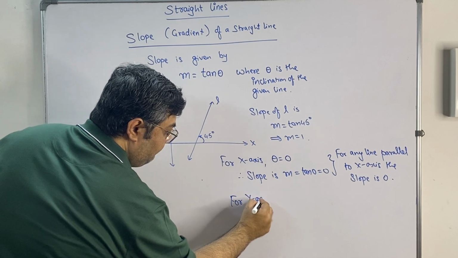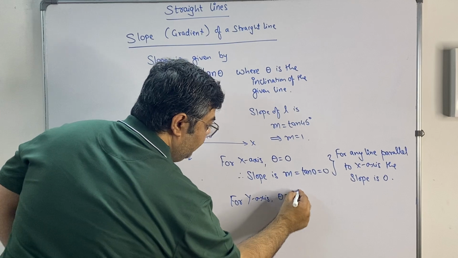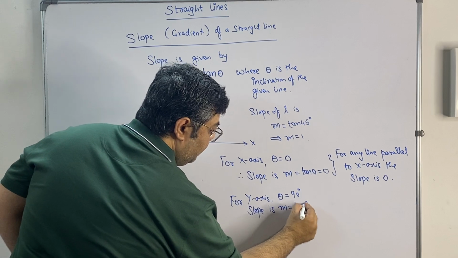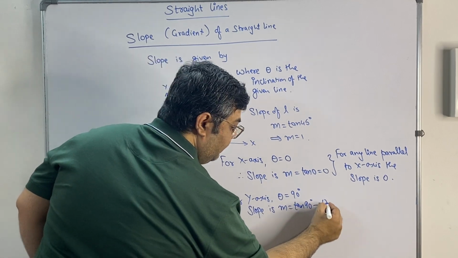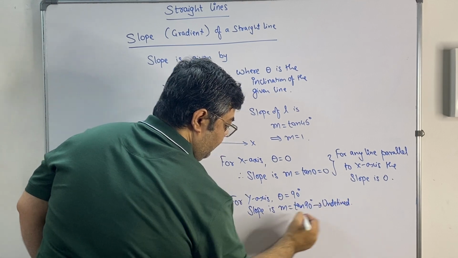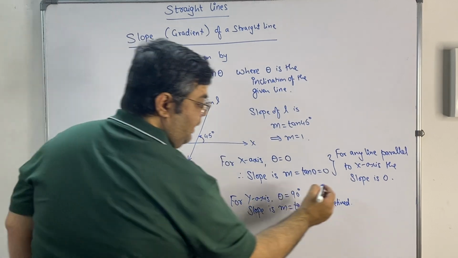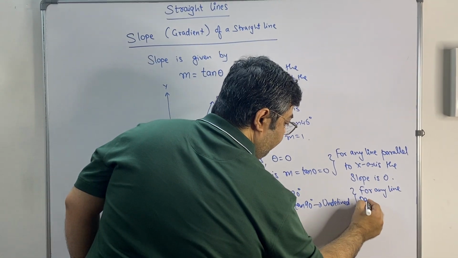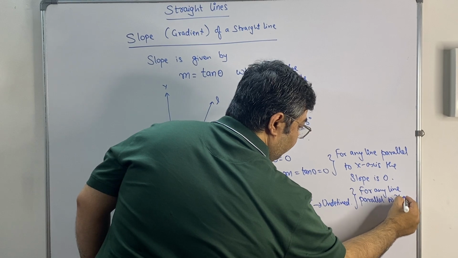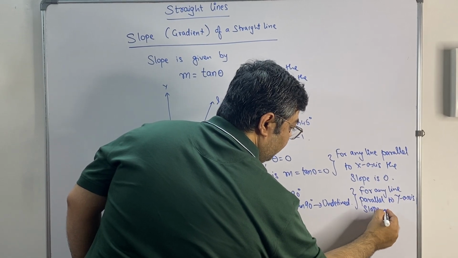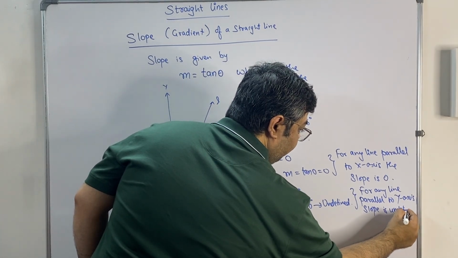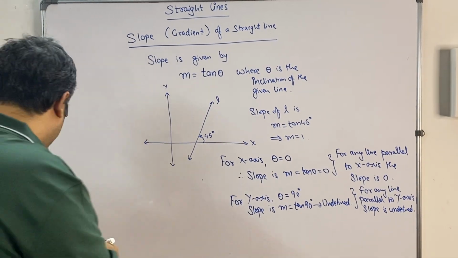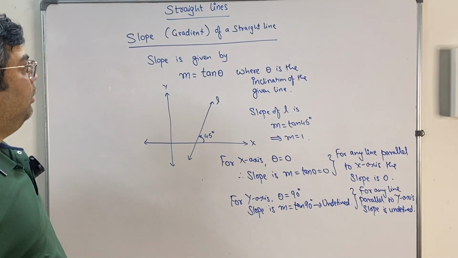For the y-axis, theta is equal to 90 degrees. So slope is m is equal to tan 90. Now tan 90 is undefined. Therefore, the slope of the y-axis is undefined, and for any line parallel to the y-axis, slope is undefined. Okay, so this is the concept of slope based on the angle or the inclination given.